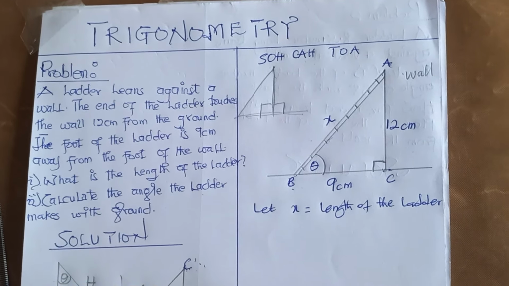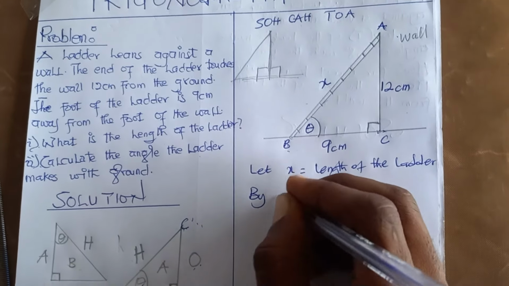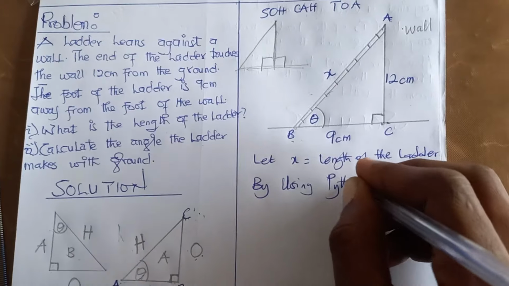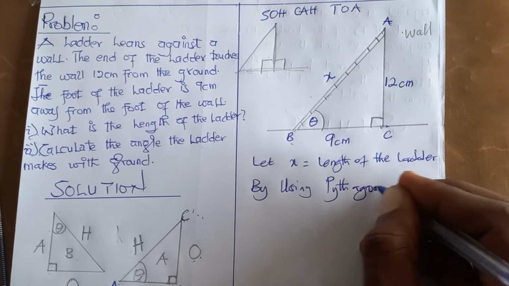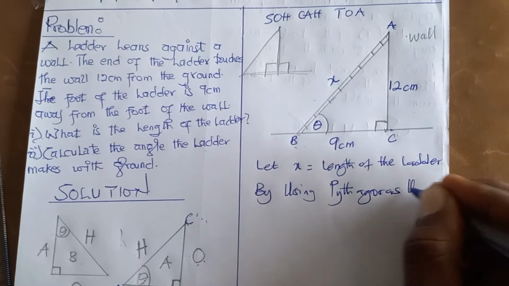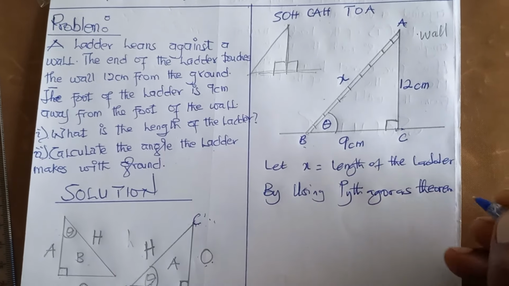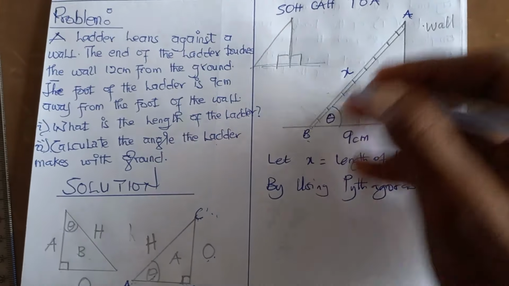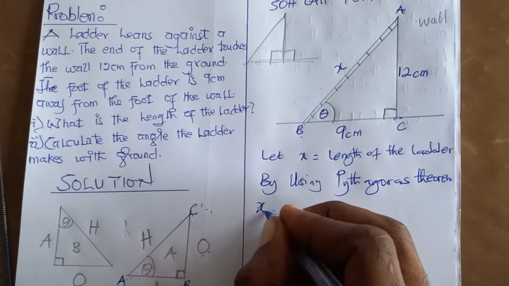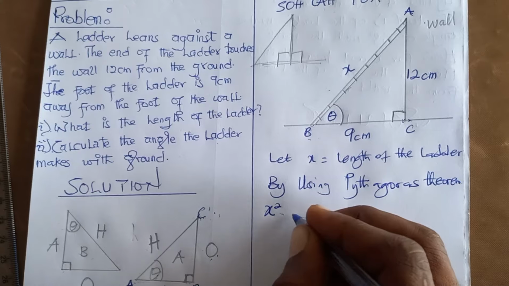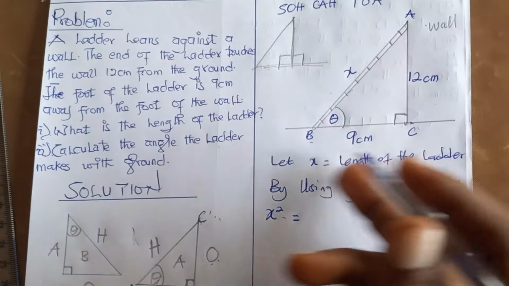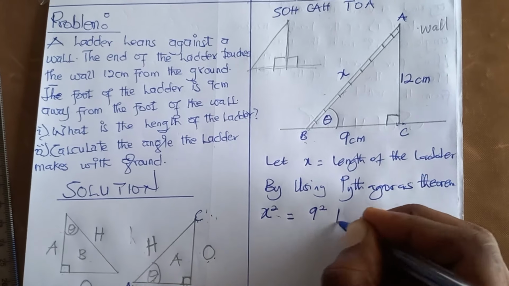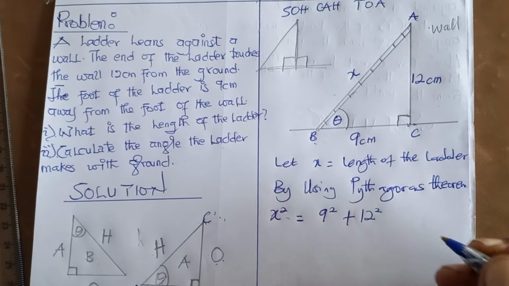So you can say that by using Pythagoras theorem, our x, which is the longer side, so our x squared is equal to the two shorter sides. So we get 9 squared plus 12 squared.